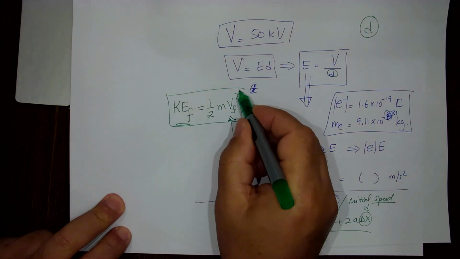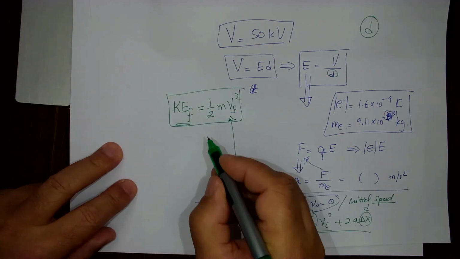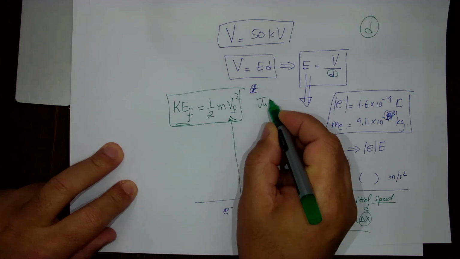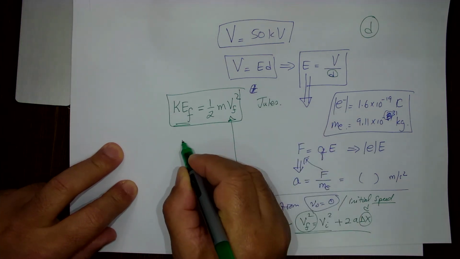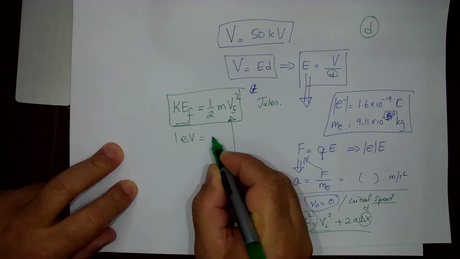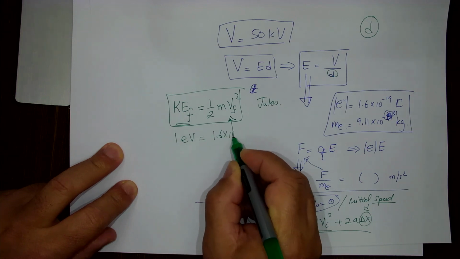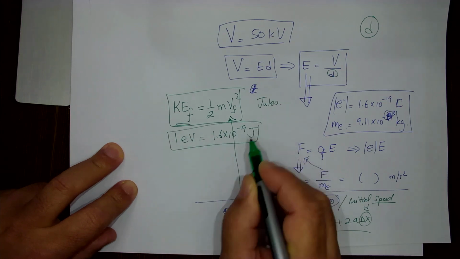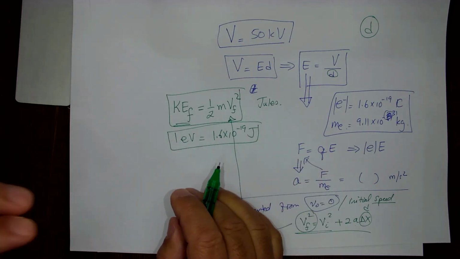Once you have calculated that, first of all, this will be in joules, right? You have to convert it to eV. And we know that 1 eV is equal to 1.6 times 10 to the power minus 19 joules. So you need to convert it to eV, so it could be keV.